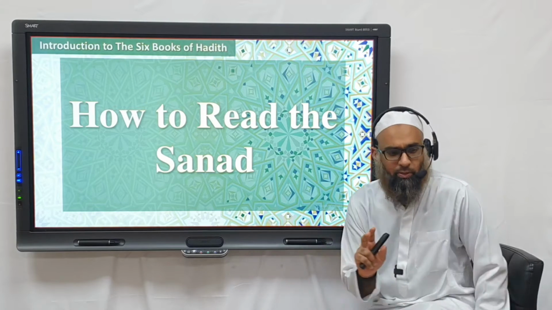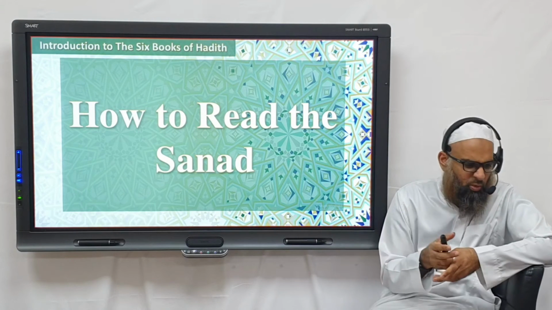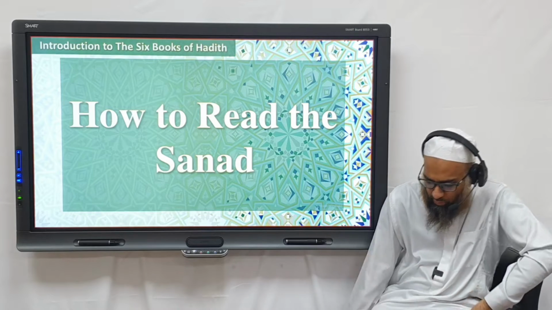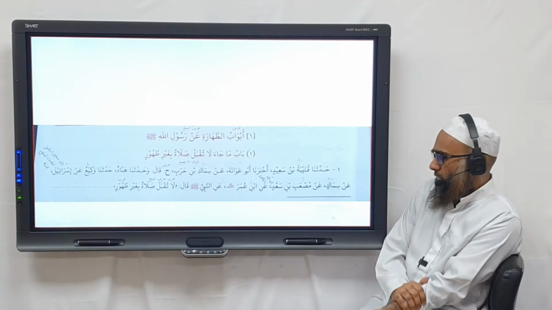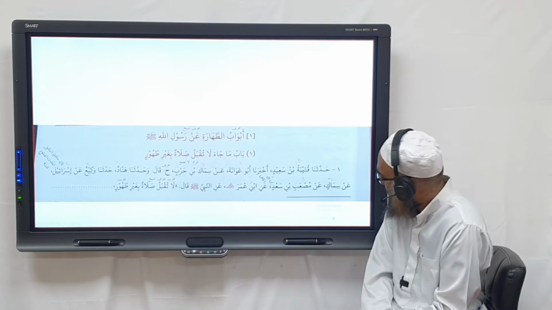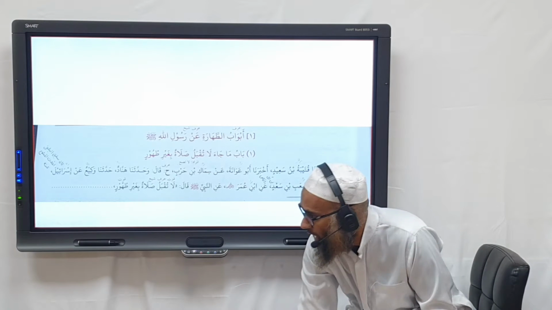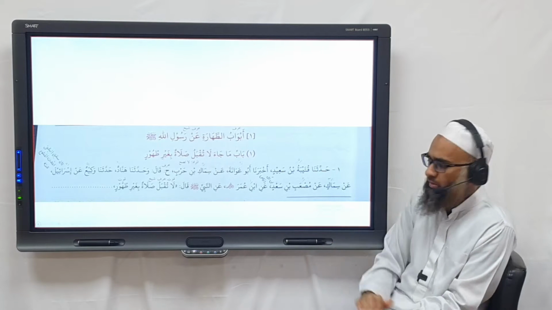So inshallah today I want to explain to you how to read the sanad. It's obvious, nothing too complicated, but just to make sure that you have a few bits and bobs here. This is a screenshot or a picture of Tirmidhi. How does it start off here? This is the first hadith. How does it start off?